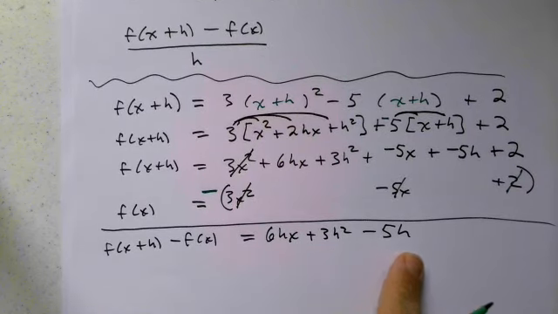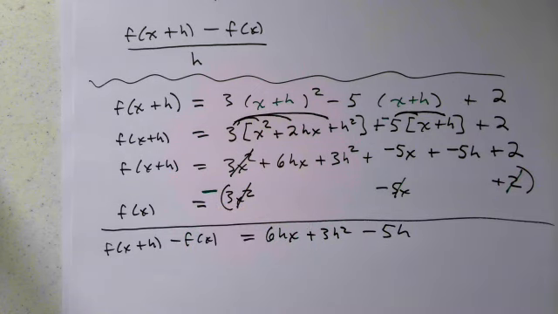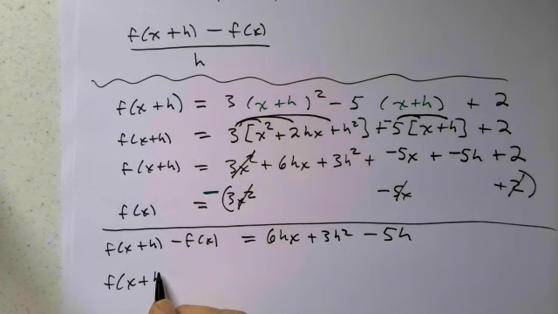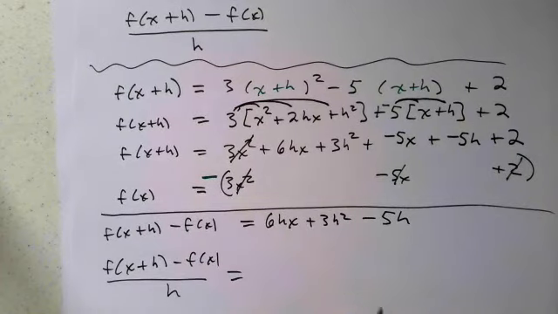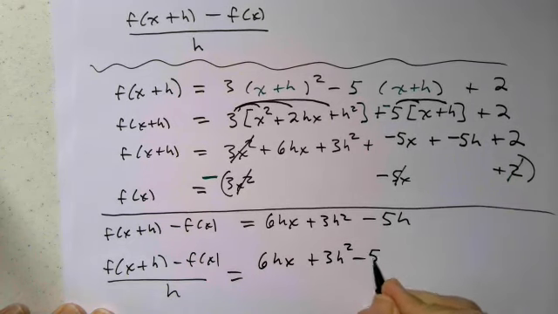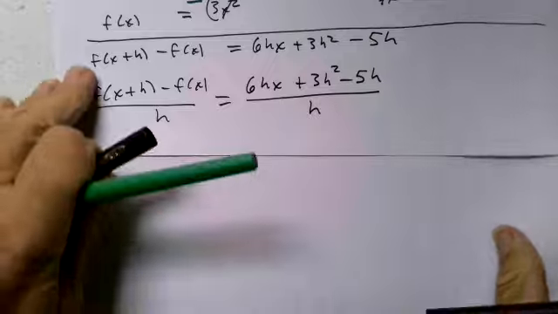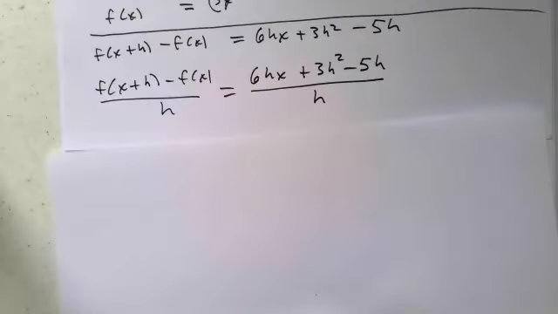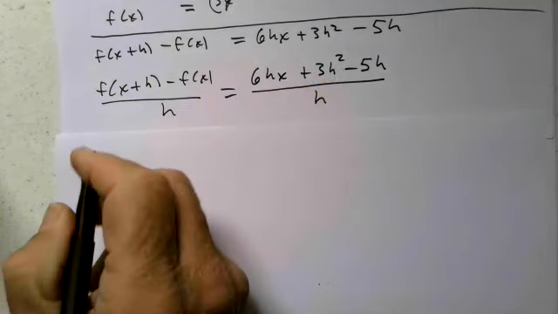6hx plus 3h squared minus 5h, because I lined this up in such a way that I can easily see how the pieces subtracted. And next I need f of x plus h minus f of x over h. So this whole thing all divided by h. 6hx plus 3h squared minus 5h divided by h. Then what we have to notice is I can factor out an h in that top position. 6hx plus 3h squared minus 5h, there are h's everywhere.